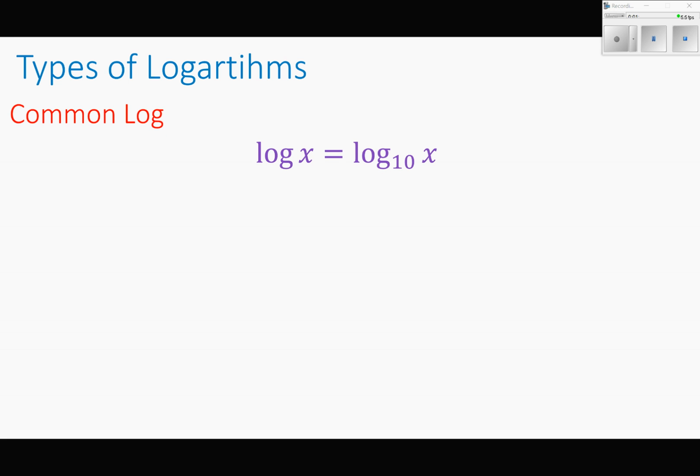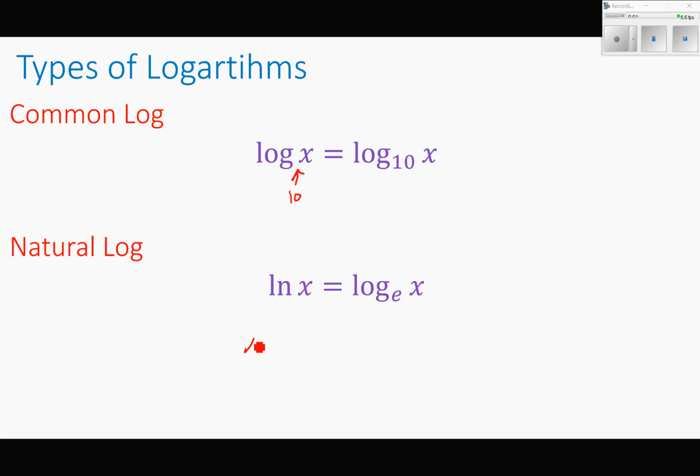Okay, so two types we're going to talk about are common logs. If it's not written, this is base 10. So if you ever see it just written as log x, it is a base of 10. A natural log is simply a log of base e.